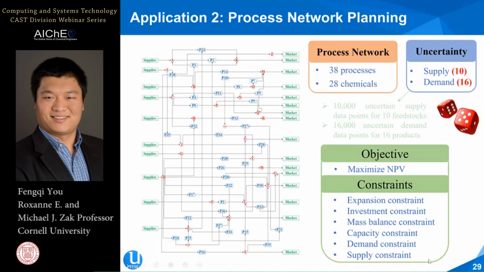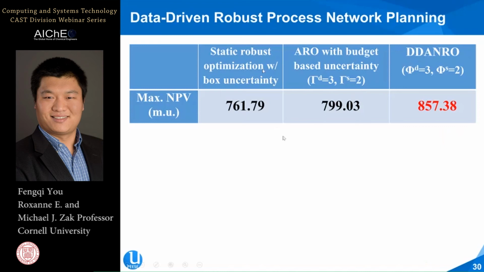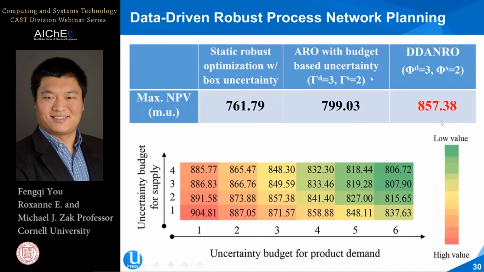Again, we can solve this problem using static robust optimization with box uncertainty, using budget uncertainty with adaptive robust optimization, and using the data-driven adaptive robust optimization we propose here. We are maximizing the net present value, so a higher objective value means better. What you can see here is the box set giving you a relatively conservative solution. The budget one gives you something better, something higher, and the data-driven one really gives you a much better one. Of course, you can argue this depends on the selection of specific parameters on uncertainty data coverage.